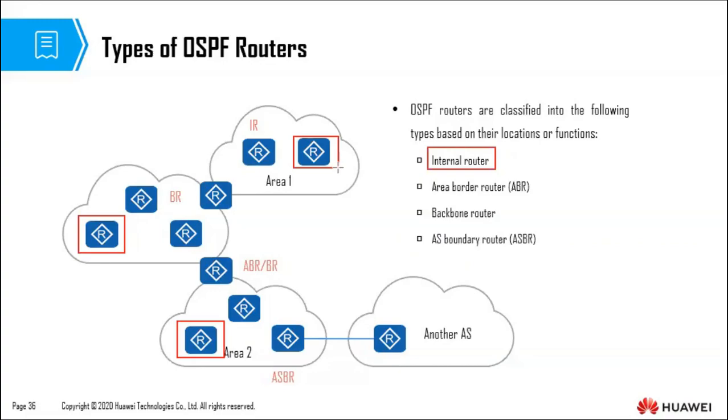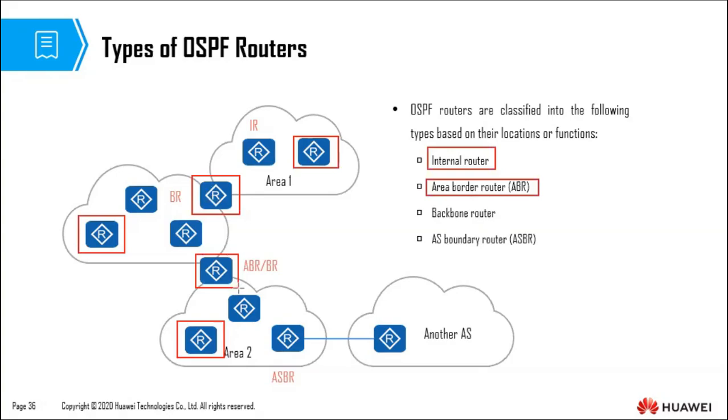Then the second one is what we call the ABR, or area border router. ABR, on the other hand, is used to interconnect two areas. So one interface is in one area, the other interface belongs to another area. But at least one interface must belong to the backbone area, right? So we've said we interconnect them through area 0, right? Yeah, so the area border router, one of its interfaces must belong to the backbone area. So this is an ABR. This is also an ABR.